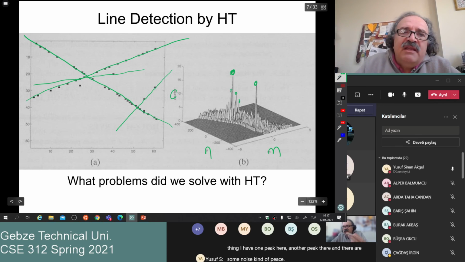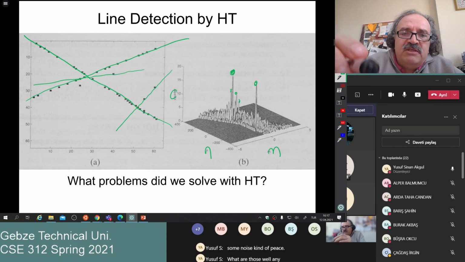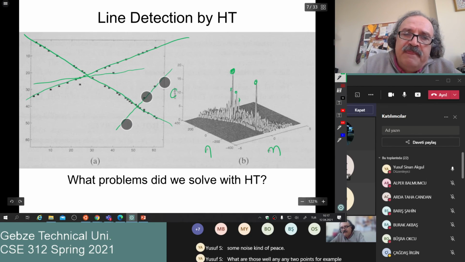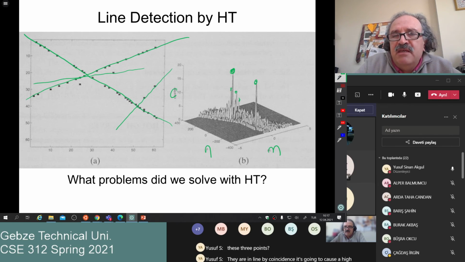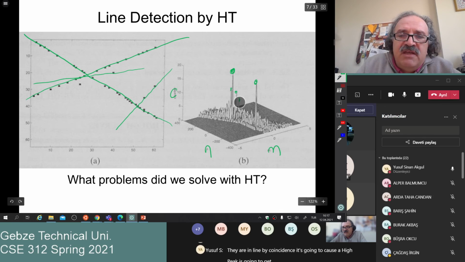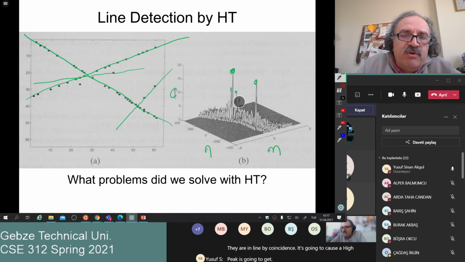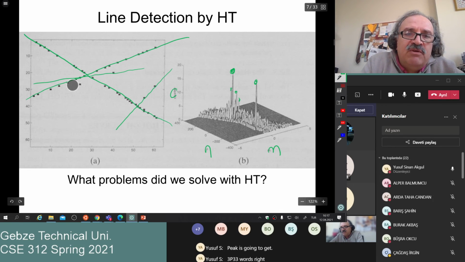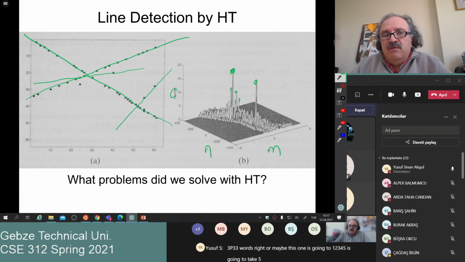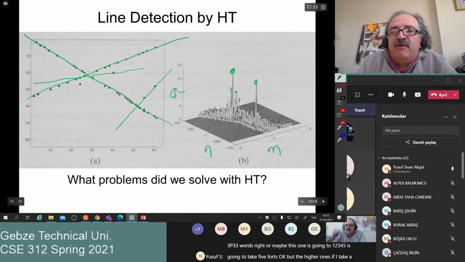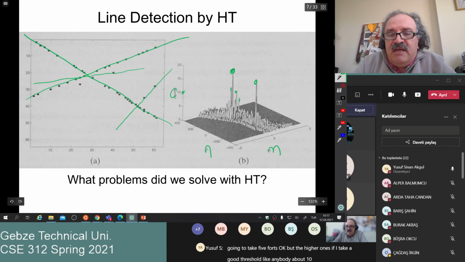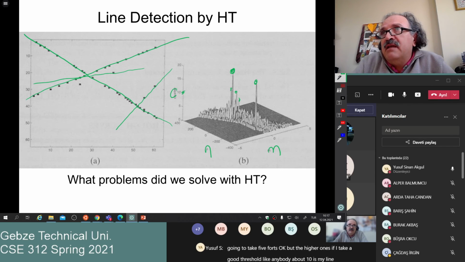What are those? Well, any 2 points, for example, these 3 points, are in line by coincidence. It's going to cause a high peak. It's going to get 3 votes, right? Or maybe this one is going to get 1, 2, 3, 4, 5 votes. But the higher ones, if I take a good threshold, like anybody above 10 is my line, then I should be fine.